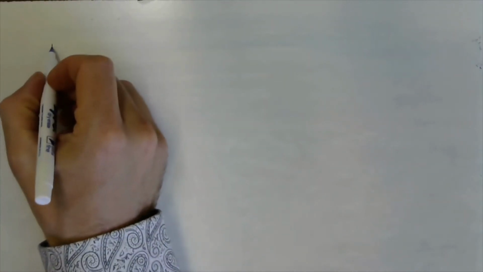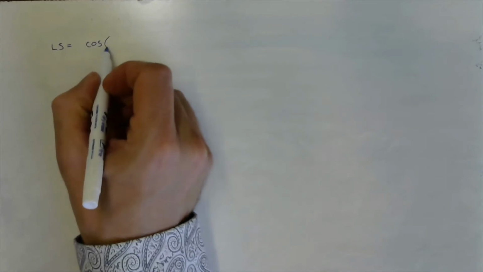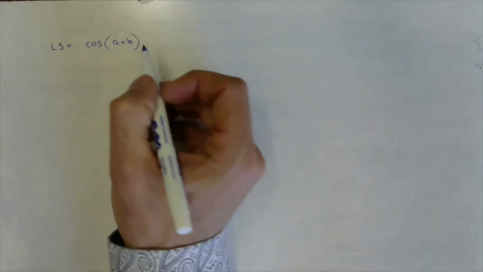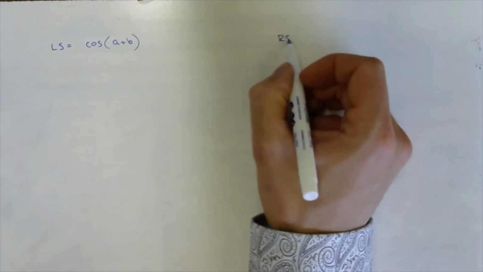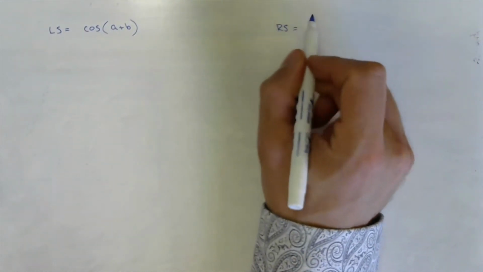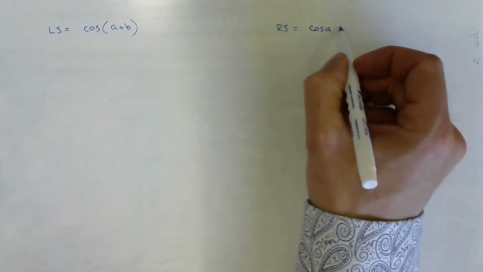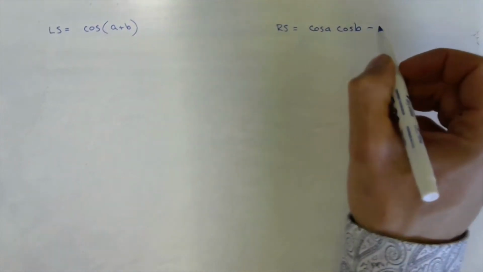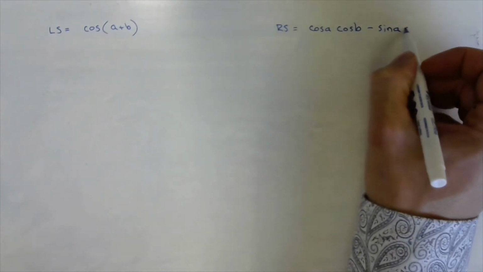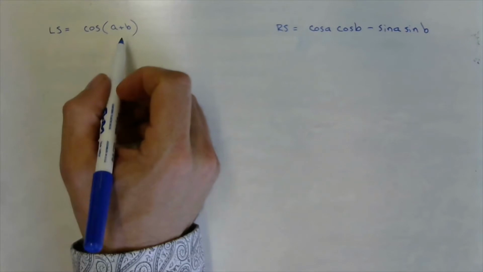We're going to go with our left side, right side strategy. On the left side, we have the cosine of A plus B. And on the right side, we have the rest of the addition formula, which is cos A cos B minus sin A sin B. And the example is saying that we are allowed to use the subtraction formula of cosine. Okay, so what are we going to do?